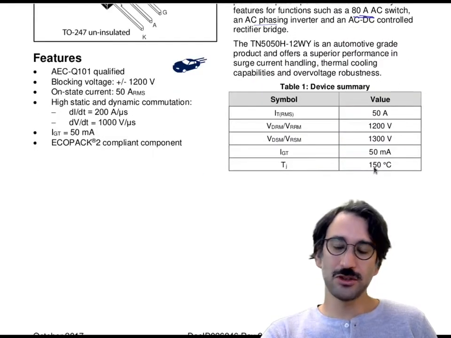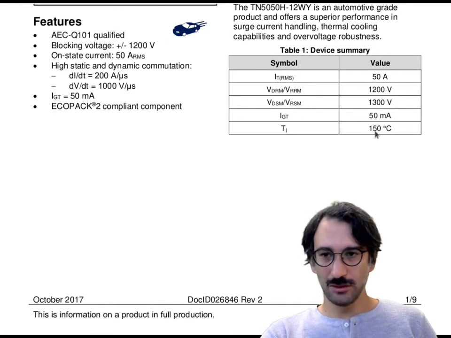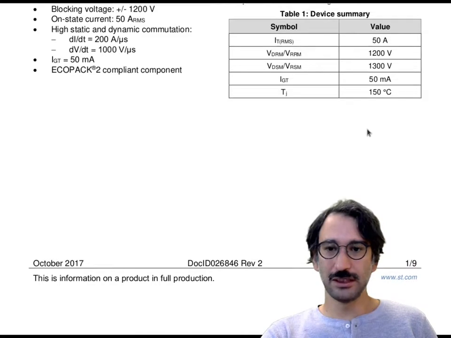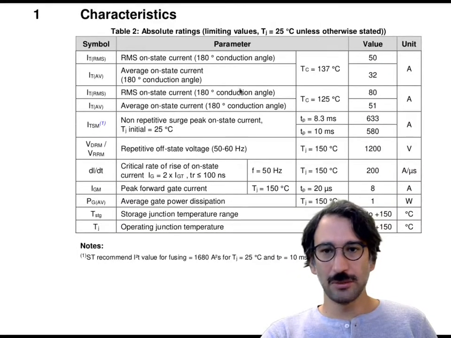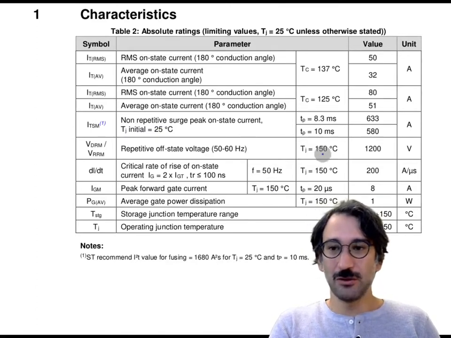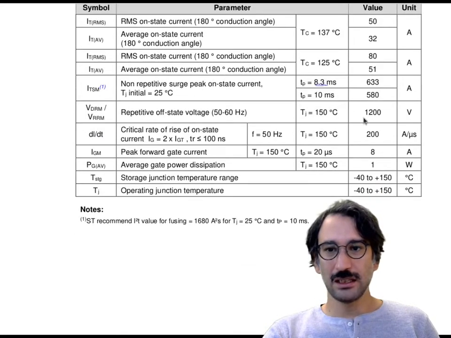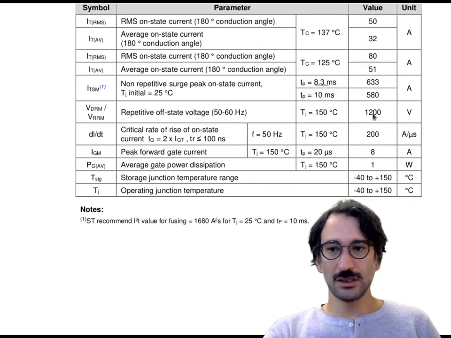And for junction temperature, I remember the previous diode datasheet was 175 Celsius. That model is more sensitive, so the maximum temperature allowed is 150 Celsius. Let's look at the other parameters. This is the normal current limit, but this one is non-repetitive, which means you can survive one or a few of those currents, but not in a repetitive fashion. It can withstand up to 633 amps, almost 10-12 times the rated current, but it needs to be shorter than 8.3 milliseconds. And for repetitive off-state voltage, it can withstand up to 1200 volts.